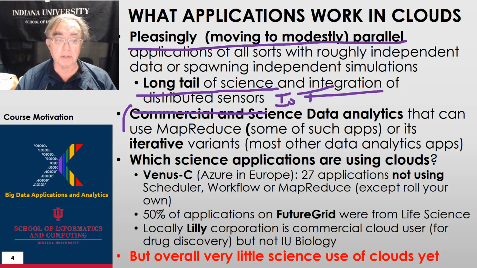We also know that things like recommender engines and search algorithms run amazingly well on MapReduce. That's because they're not iterative. However, we know that we can change MapReduce to iterative MapReduce and do other data analytics. There are not so many great examples of science applications using clouds.